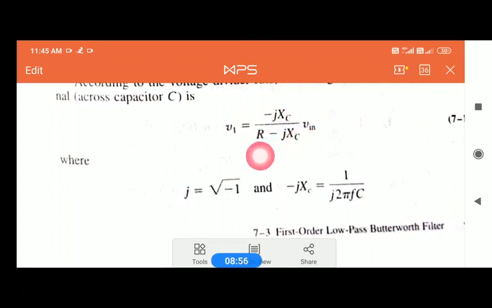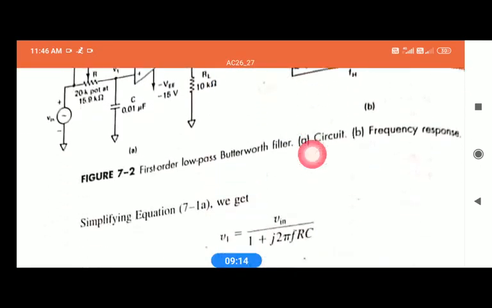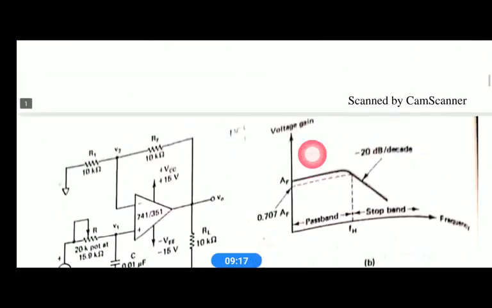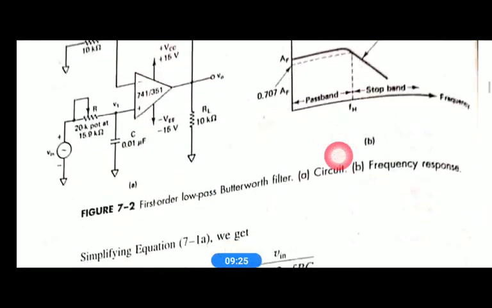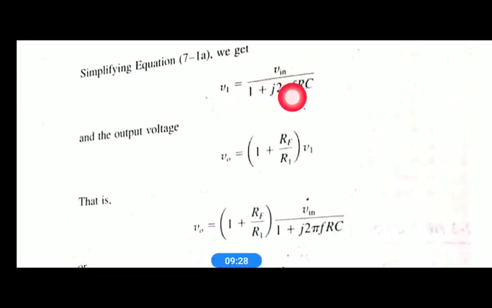Here if you take the LCM j 2 pi fc, it will become 1 plus j 2 pi fcR, divided by j 2 pi fcR, and j 2 pi fcR gets cancelled here. So if you simplify, you equate this value in place of minus jXc here, then solve this equation, and you will get V1 equal to Vin divided by 1 plus j 2 pi fRC.